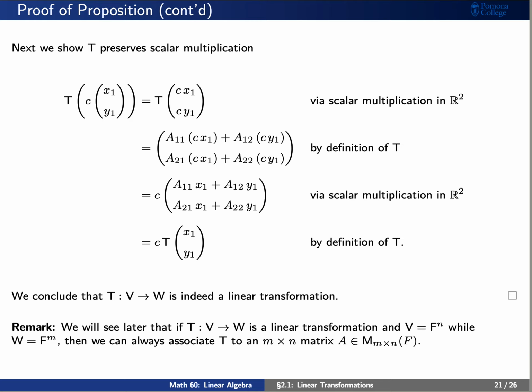The whole idea of this example is to show that if we're given a 2 by 2 matrix, we can always write down a linear transformation. We're going to see later that the opposite is also true. If T is a linear transformation, V is the collection of n-dimensional vectors, and W is the collection of m-dimensional vectors, then we'll always associate to T an m by n matrix A. We'll come back and we'll discuss this later on in the course.